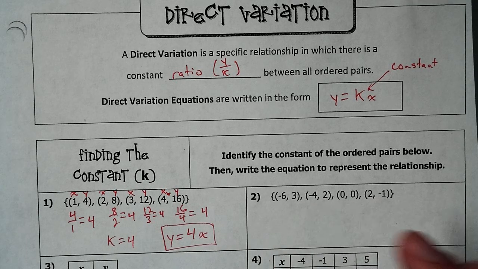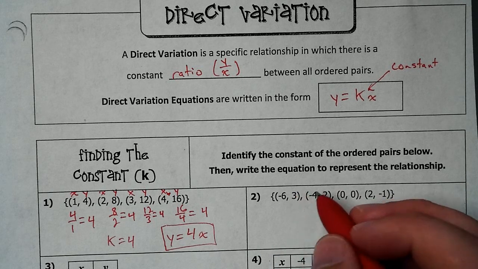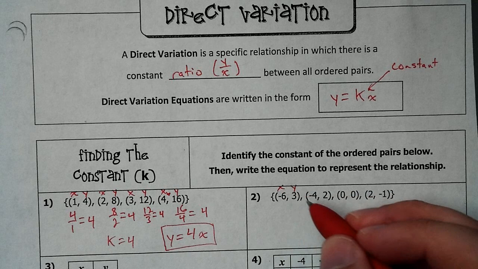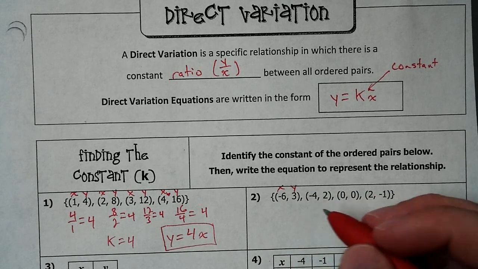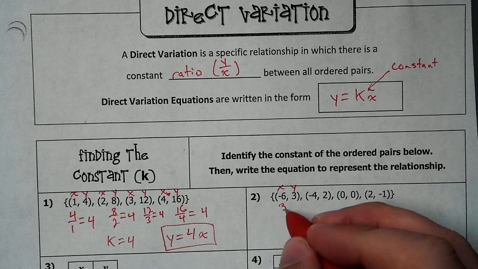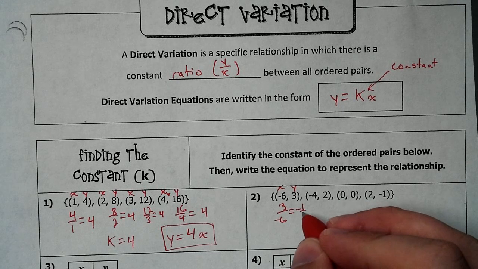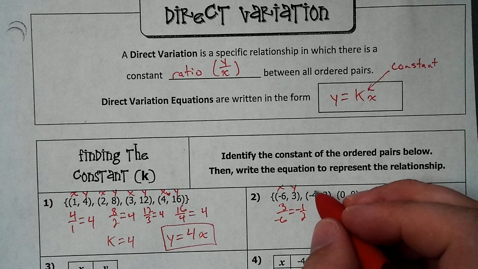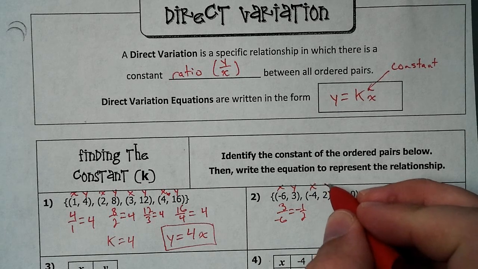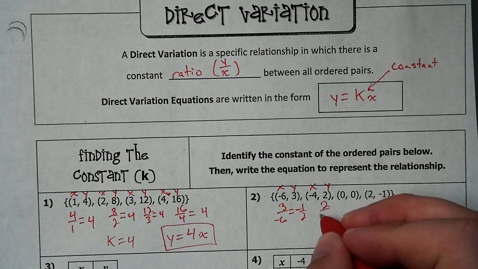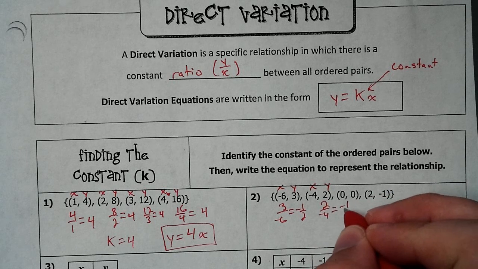Here, we'll try a different one. So on these, I've got my x here and my y here. Once again, I'm going to put y over x. So 3 over negative 6, which reduces down to negative 1/2. So that should be our constant. Let's check in on some other ones. Y over x always. 2 over negative 4, which is also negative 1/2.